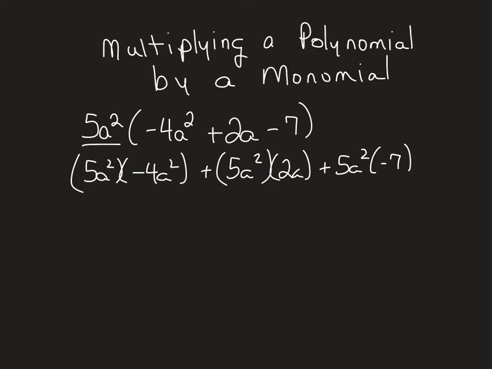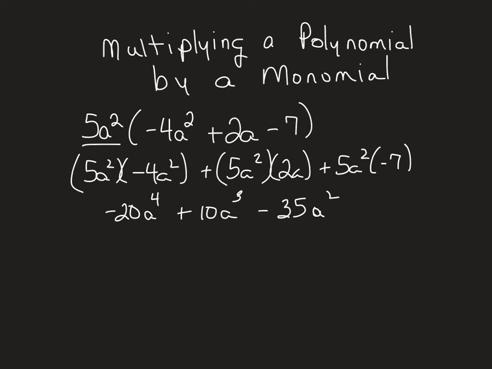Then we simplify. 5 times negative 4 is negative 20. A squared times a squared, remember we add the exponents. 5 times 2 is 10. A, 2 plus 1 is 3. If there is not an exponent, 1 is understood. And then we have 5 times negative 7, so we have negative 35a squared. And since we have no exponents the same, we are simplified as much as we can simplify this problem.